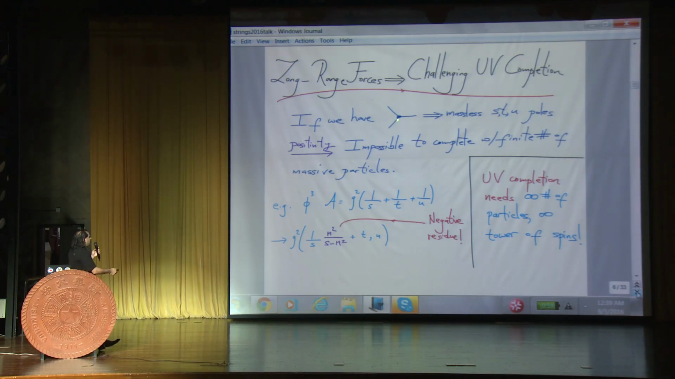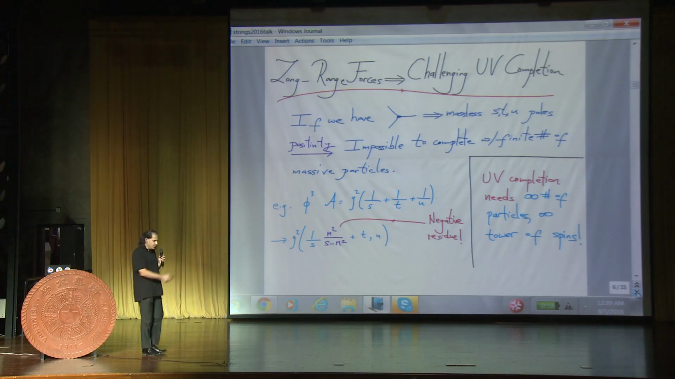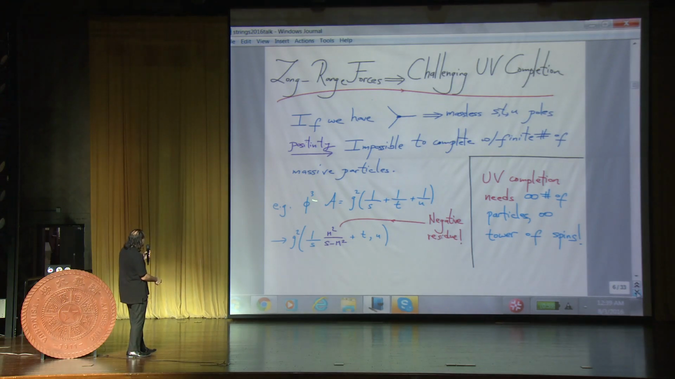If we have fundamentally three particle amplitudes, then there's massless STU channel poles already in the four particle amplitude, and that makes it impossible to complete the amplitude with a finite number of massive particles. You have to have an infinite number of particles and an infinite tower of spins to even have a hope to get started. And I'll illustrate it just in a simple example. It has nothing to do with gravity or anything like that.